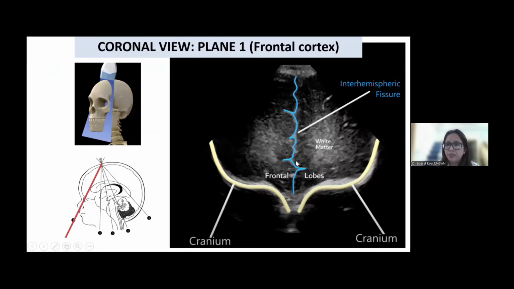This is an interhemispheric fissure. This is the white matter on both sides. These are the frontal lobes. This hyperechogenic line which you are seeing is the cranium. And this is the orbital fossa.